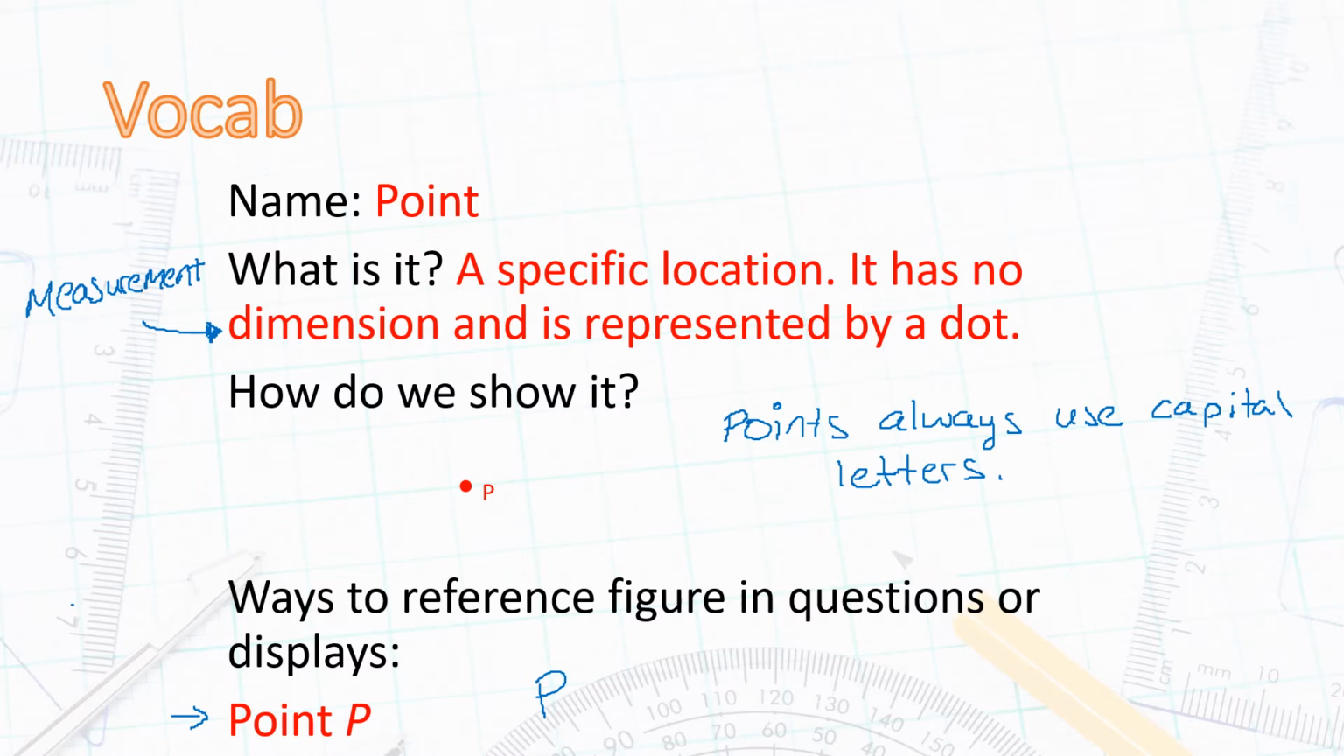Points don't have any of that. They are a specific location in space, so small that they don't have any measurement. They don't take up any space. So it's an odd concept. It's a zero-dimensional figure. And in questions, you'll hear it referred to as point P, or sometimes just the capital letter will be given.